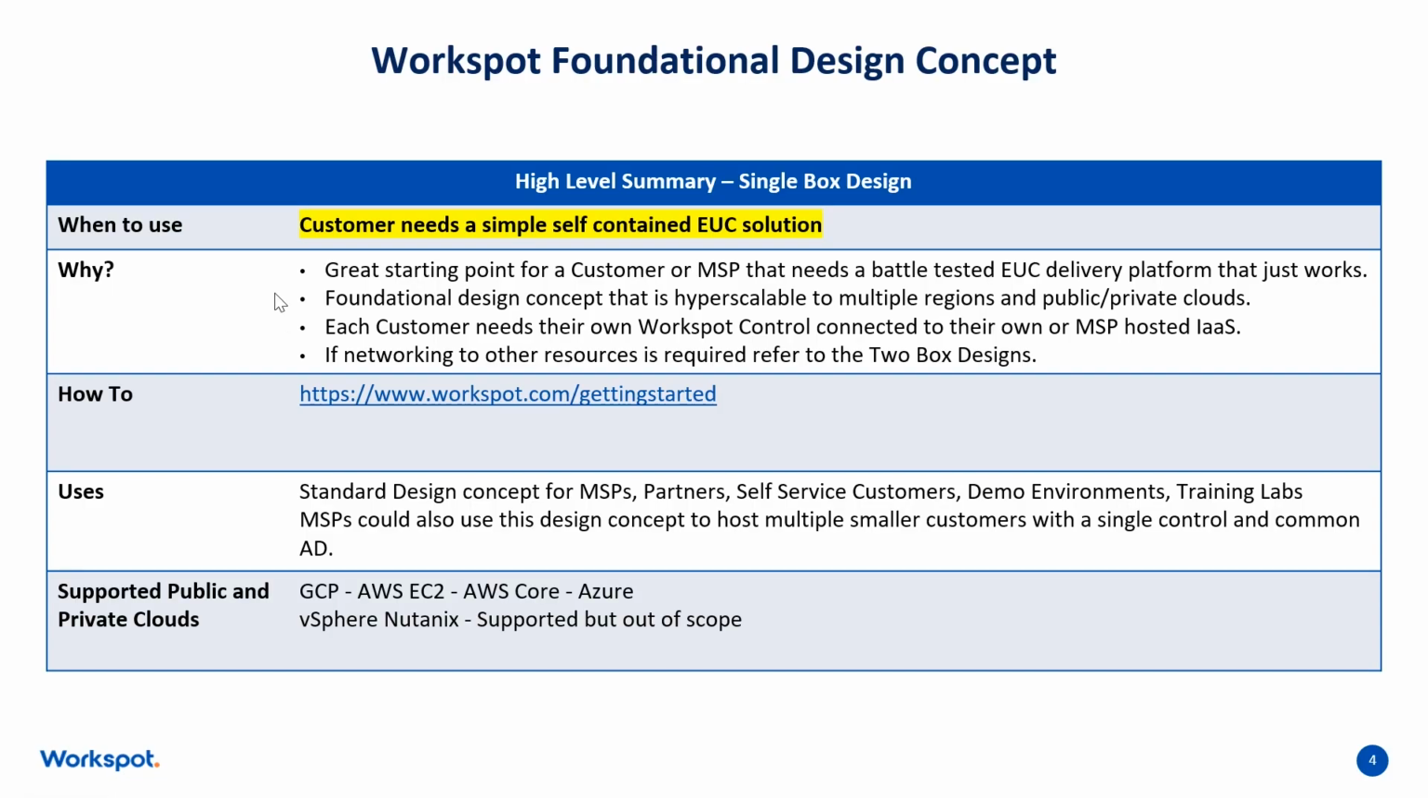We can even add in multiple different clouds, so Workspot Control can connect to each of those clouds, and we'll get into those more advanced design concepts a little later on. This is great when each customer would have their own dedicated Workspot control, and they connect to their own dedicated IaaS or MSP hosted IaaS. However, if an MSP is going to use this, they could give each customer their own control tenant and then connect it to whatever IaaS they need to connect it to. And again, if networking is needed to other resources, which is quite common, we'll refer to those as two box designs.